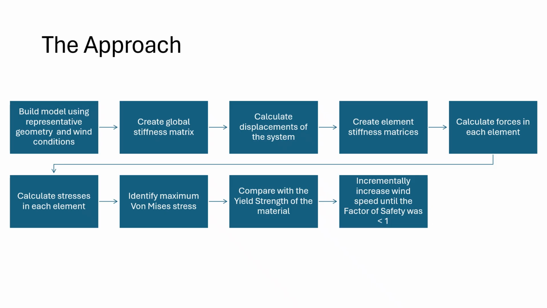and used those to calculate the von Mises stresses in each element. Then I identified which one of those was a maximum value and compared that with the yield strength of the tower's material and basically increased the speed of the wind until a factor of safety was less than 1, which as we know occurs when a material will reach its plastic yield point, resulting in a material which will not return to its original condition after unloading.